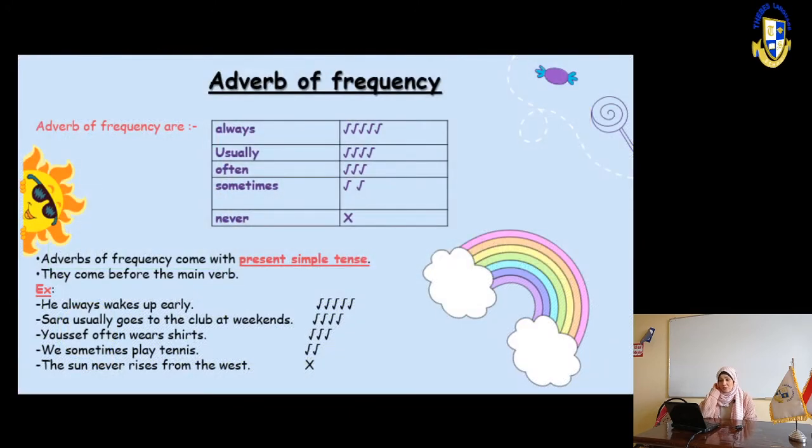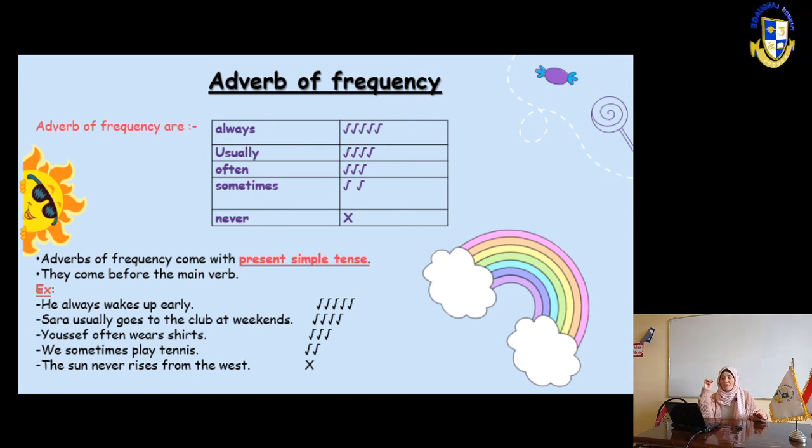Here, the adverbs of frequency are, can you see? Always, it's the strongest adverb. That's something that I'm doing all the time. Then, less than always, we have usually. Then, often. Then, sometimes. Then, never. I never do this action. Okay? Adverbs of frequency come with the present simple tense. Like I said to you, they are keywords for the present simple tense. When you see one of those words in a sentence, it means that this sentence is in the present simple tense.